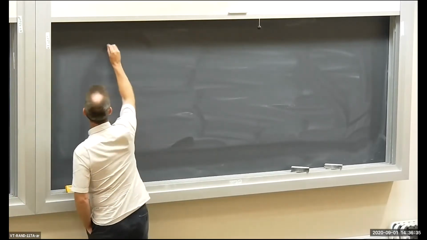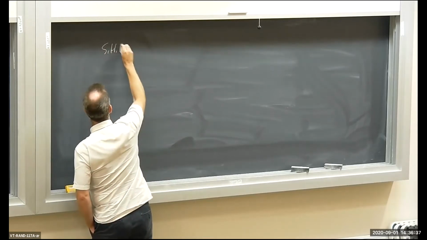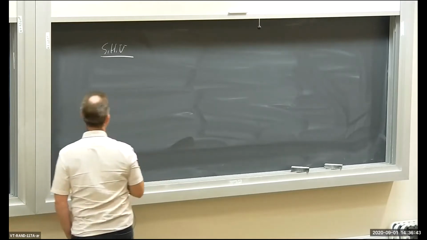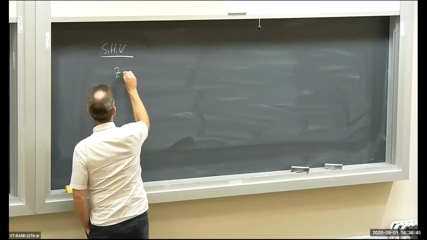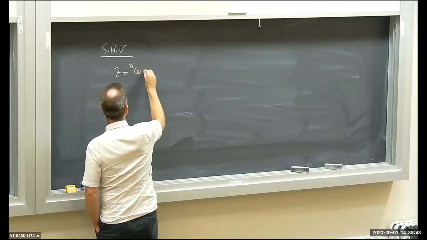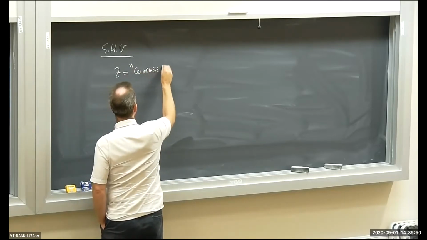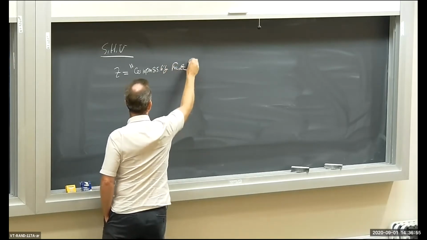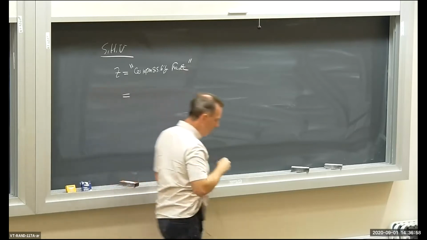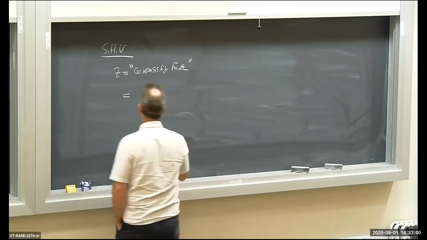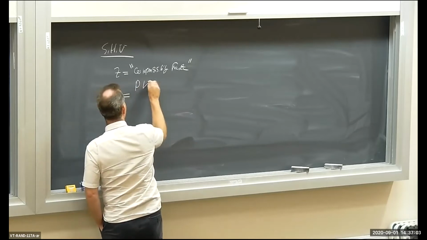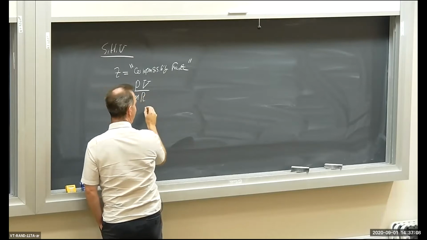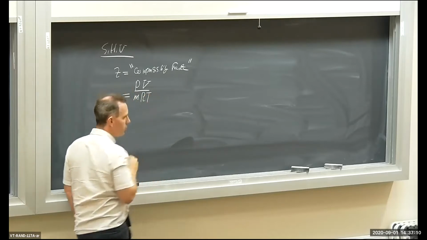If we have a superheated vapor, we can also use what's called the compressibility factor. Z is the compressibility factor, and it's equal to the following quantity: pressure times volume divided by mass times the gas constant R multiplied by temperature.